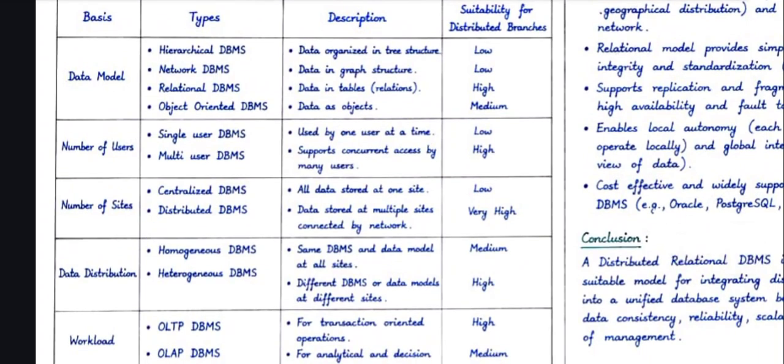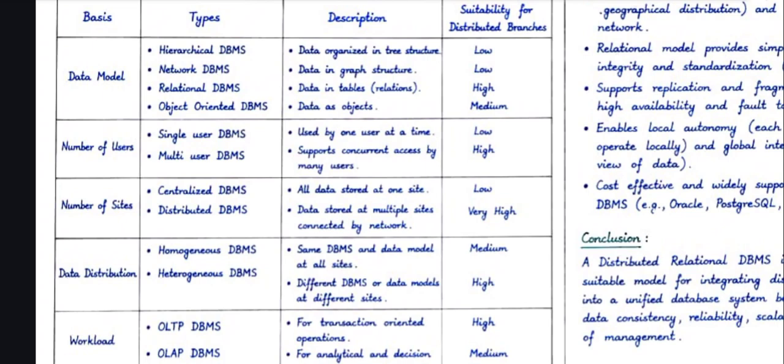Number of users: single user DBMS, multi user DBMS. Single user is used by only one user at a time. This is not suitable for distributed branches. Multi user supports concurrent access by many users. Yes. Number of sites: centralized DBMS, distributed DBMS. Centralized: all data stored at one site. Distributed: data stored at multiple sites connected by network.